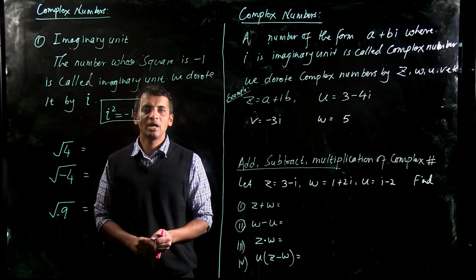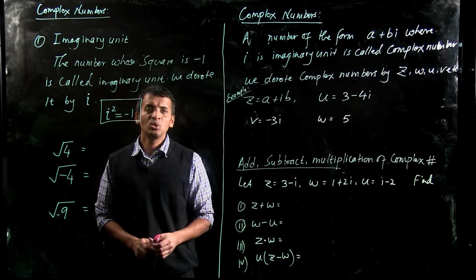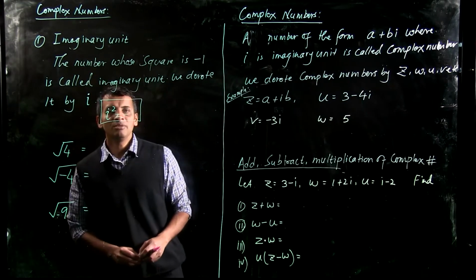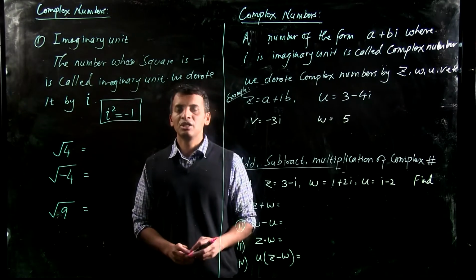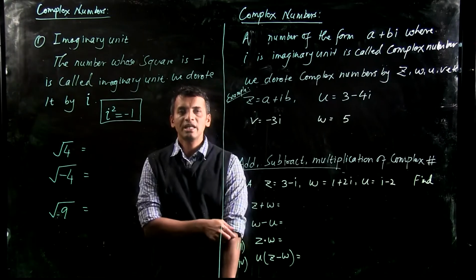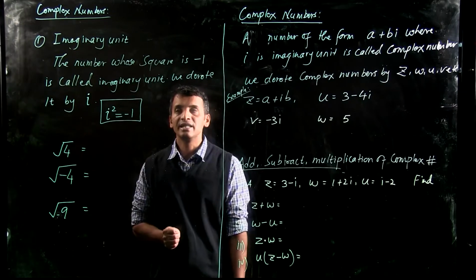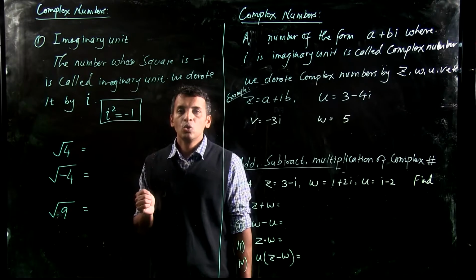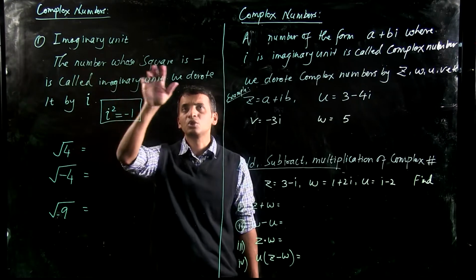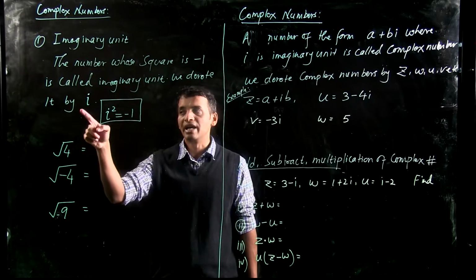Hi, in this video I'm going to show you what a complex number is and how we add and subtract complex numbers. Before we start, let me tell you something about the imaginary unit. In the complex number system, the very basic unit is the imaginary unit. A number whose square is -1 is called the imaginary unit, and we denote it by i.